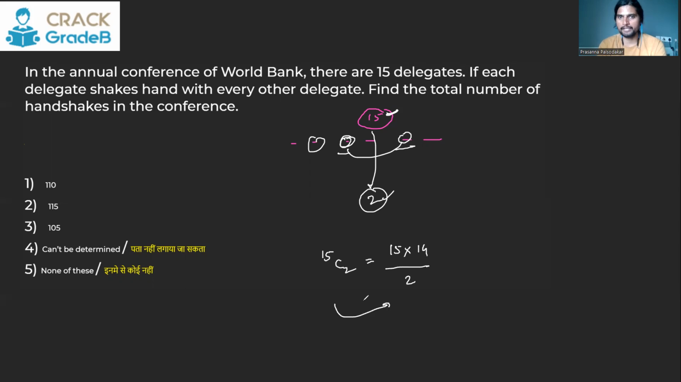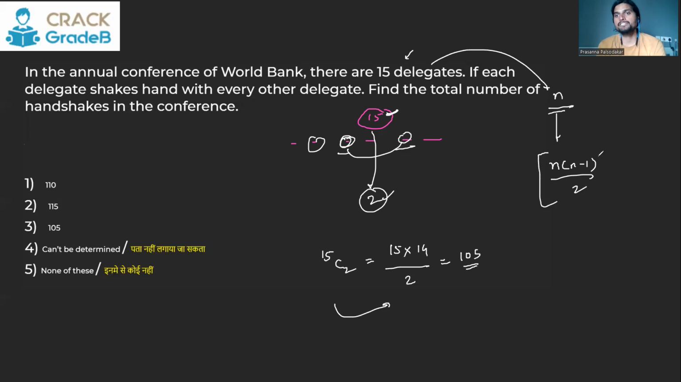This is the short trick to do that. You can expand it and you will see. So the answer is going to be 105. If you see this type of question again, you can just remember it as it is. If there are n people, there will be n into n minus 1 upon 2 handshakes. This is the typical question.